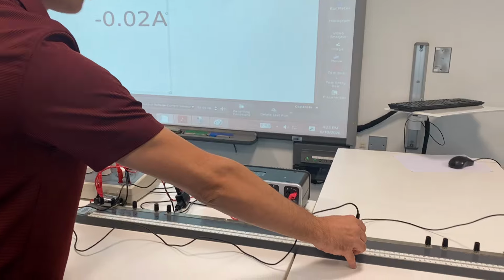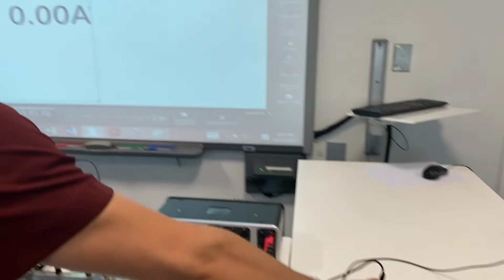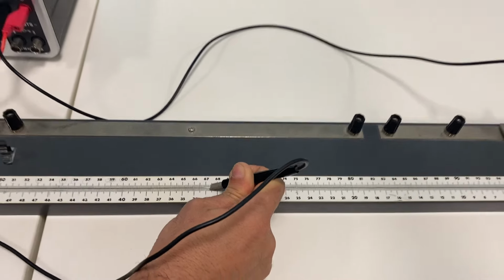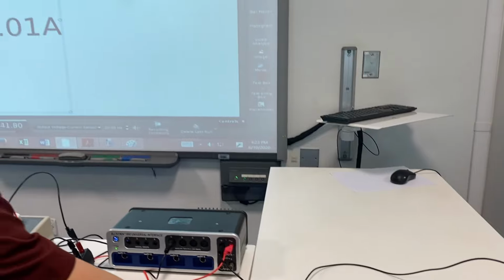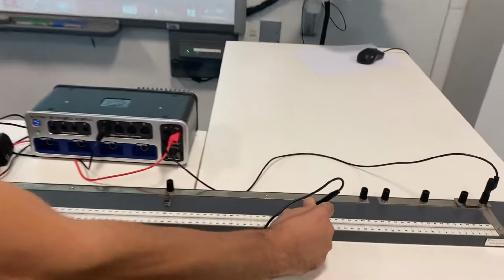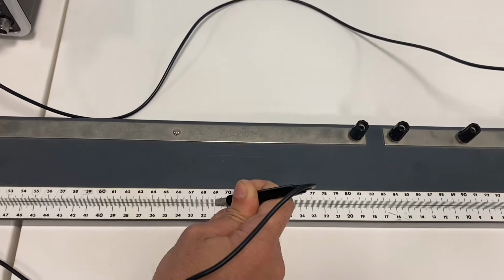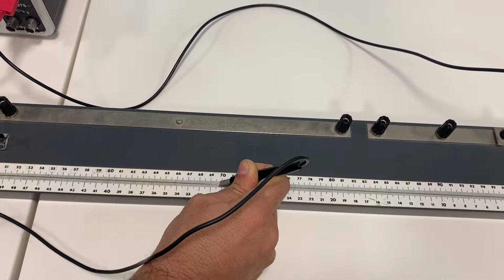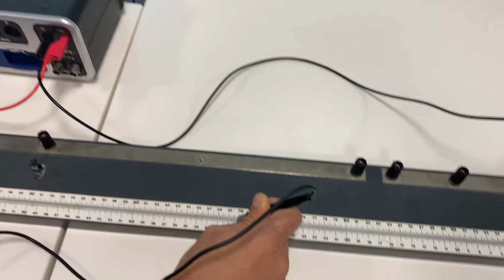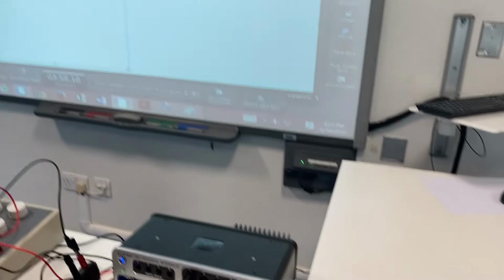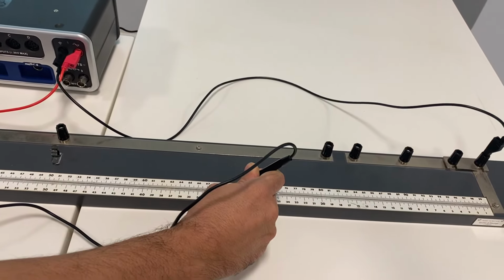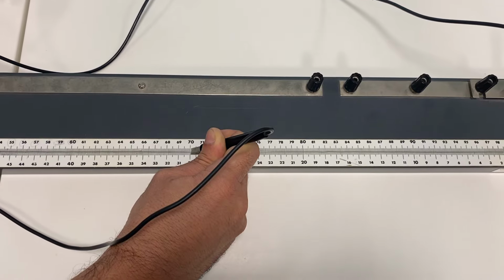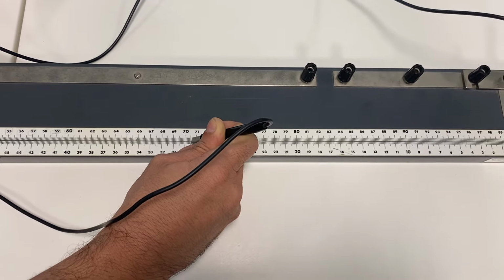Now go to 7 ohms and then find the new balance point. Here's the new balance point. Okay. Now I'm going to go to 9 ohms and find the new one, which is right here. Go to 11 ohms, which is 1 plus 1 on the tens, and here's the new balance point. Now let's go to 13 ohms, and here is the new one. Now let's go to 15, and here is the new balance point.